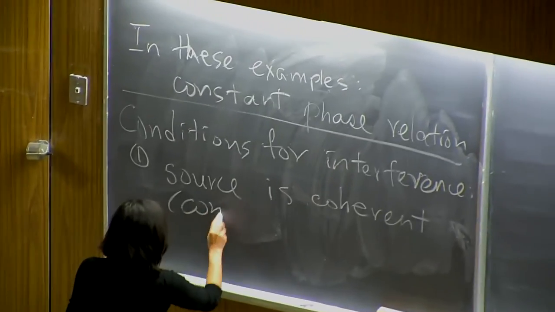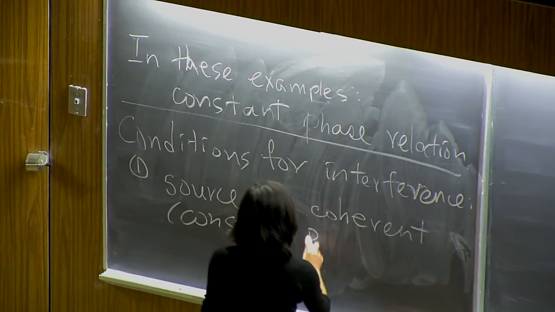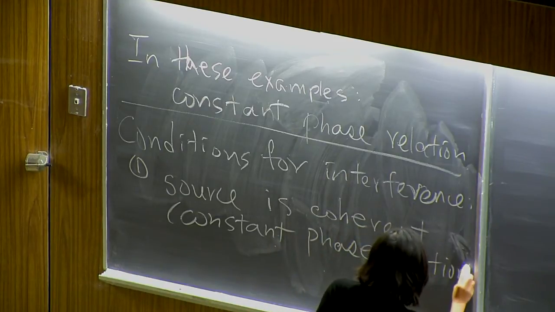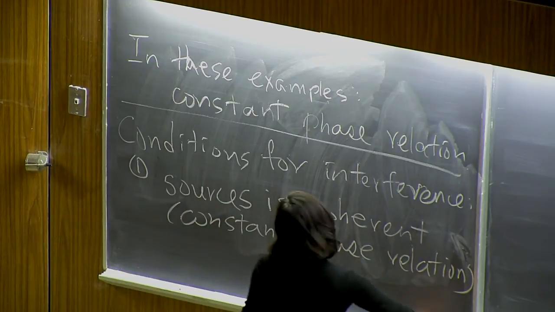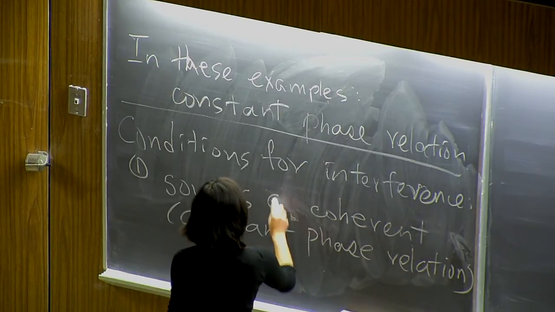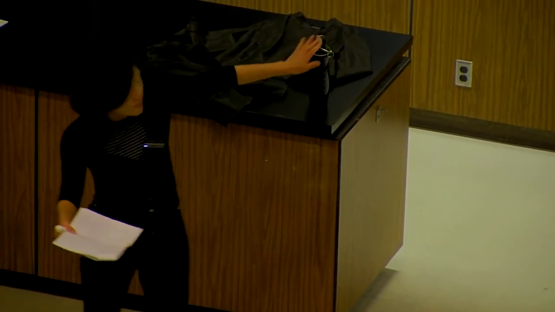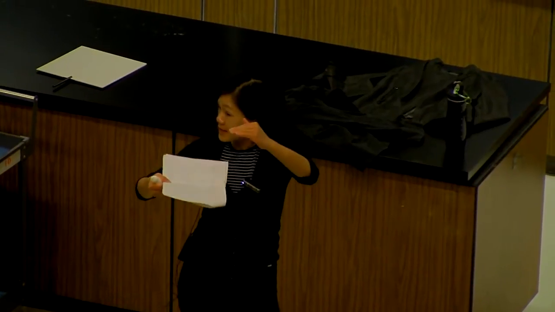right? Here I give you two simple examples where these two mechanical waves must have constant phase relation. So similarly, with two light rays, in order for interference to occur, these two light sources must have constant phase relation.